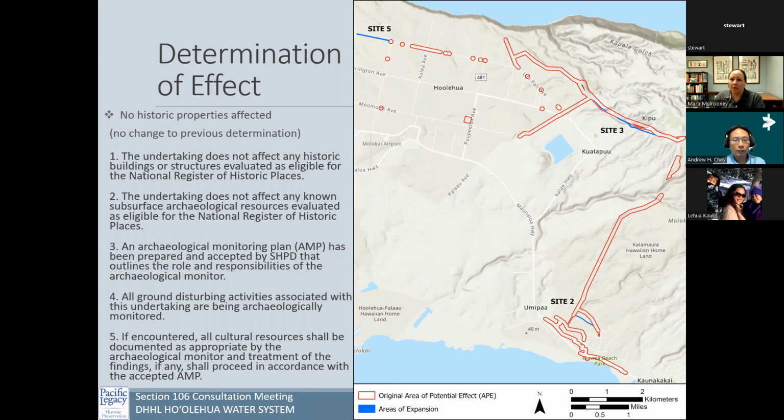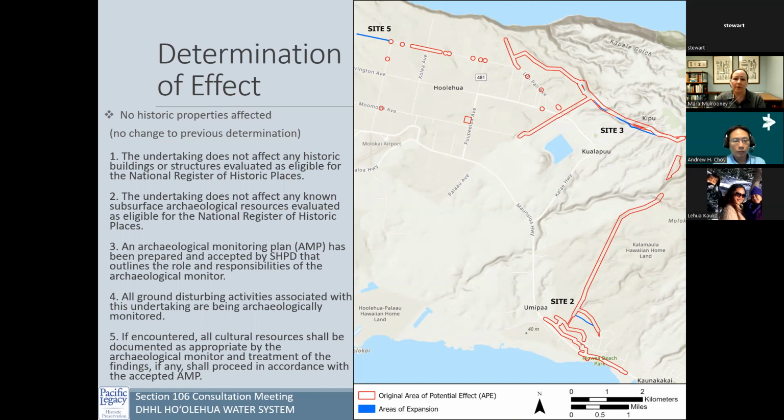So this just outlines that the undertaking or the project does not affect any historic buildings or structures evaluated as eligible for the National Register of Historic Places. The undertaking does not affect any known subsurface archaeological resources evaluated as eligible for the National Register of Historic Places. An archaeological monitoring plan has been prepared and accepted by the State Historic Preservation Division that outlines the role and responsibilities of the archaeological monitor.